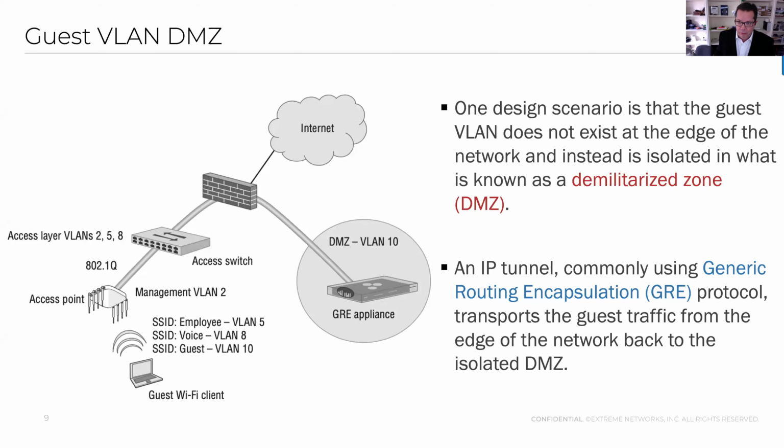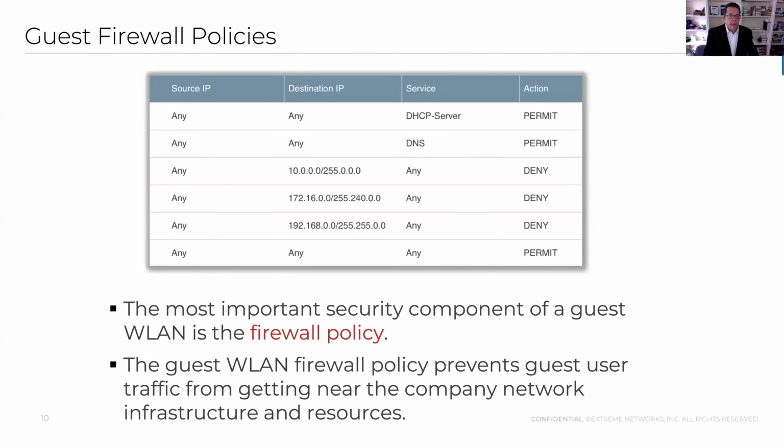Now, speaking of policy enforcement, the most important thing is the guest firewall policy. So whether this is done back in the DMZ or it's done at the edge of the network or wherever your firewall component exists, you have to do this. You need to ensure, this is the most important part of guest security, that the guest firewall policy ensures that guest user traffic doesn't come anywhere near your network infrastructure. And effectively, a good guest firewall policy should just segment it from the employee traffic.